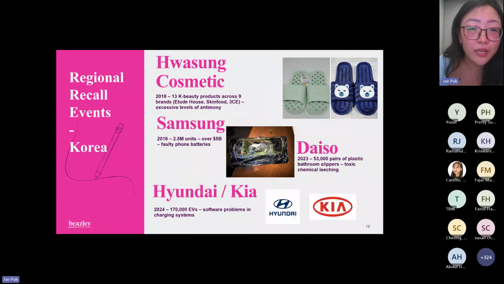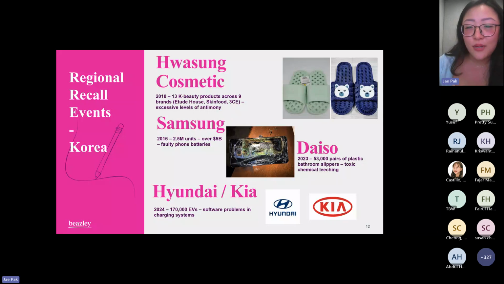And in Korea, we had Hwaseong Cosmetic. They had 13 beauty products across 9 brands recalled because they had excess levels of antimony, and I believe that is lead. Samsung, this might be something that you guys are aware of. In 2016, they had issues with faulty phone batteries combusting.